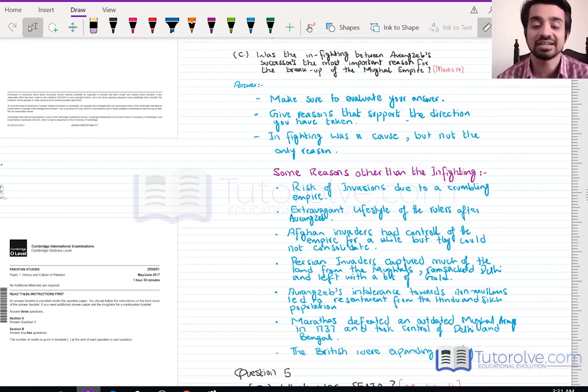Aurangzeb's intolerance was another reason. His intolerance towards non-Muslims led to resentment from the Hindu and Sikh population, and because of that, there was much cause for rebellion amongst these people who actually rose against them. Marathas defeated an outdated Mughal army in 1737 and took control of Delhi and Bengal. And lastly, the British were expanding rapidly, which the Mughals had no answer to.